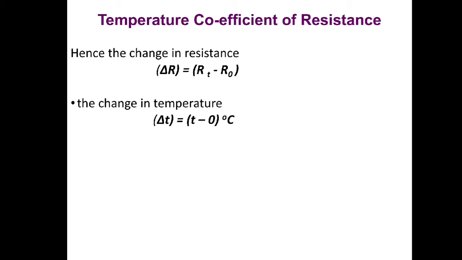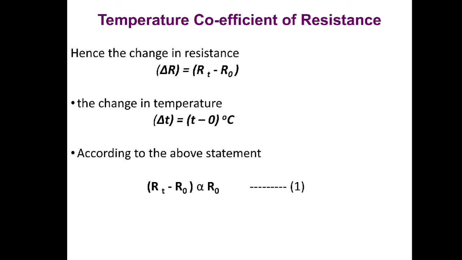So the change in the temperature, delta T, is equal to T minus 0 degree centigrade. According to the above statement, we have said 3 points. One is the change in the resistance is directly proportional to the initial resistance. So R_T minus R naught is directly proportional to R naught. Let it be equation 1.